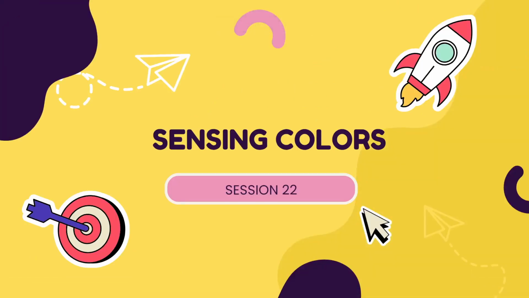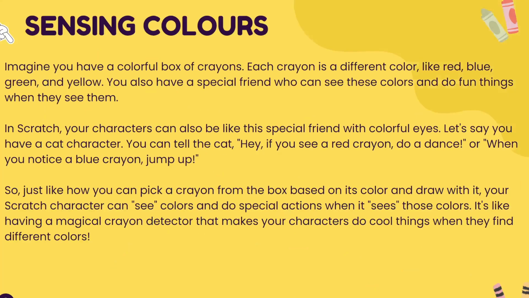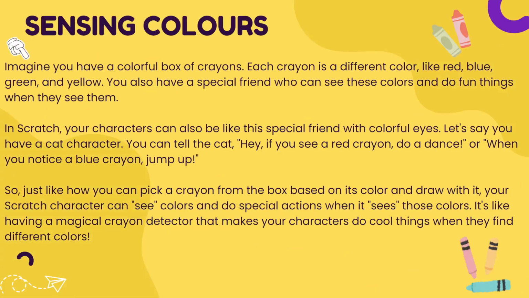Today we are going to learn about sensing colors. So in the previous class we learned about how to sense something. We saw how the cat was trying to touch the orange and apple, and it was able to sense and make something happen when the touch was happening. Now, how does the sense of color work?